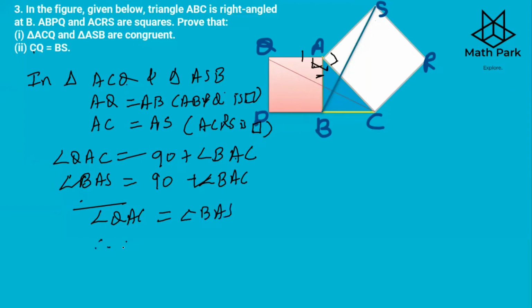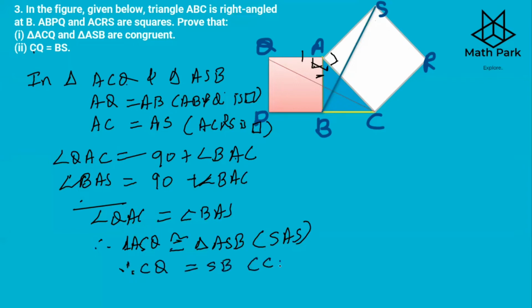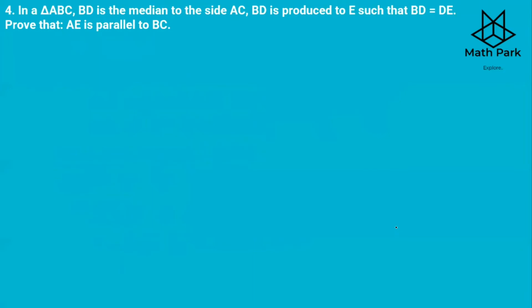And therefore you get triangle ACQ is congruent to triangle ASB by SAS. Okay, and therefore you get CQ is equal to SB by CPCT, and SB is nothing but BS. Got it?